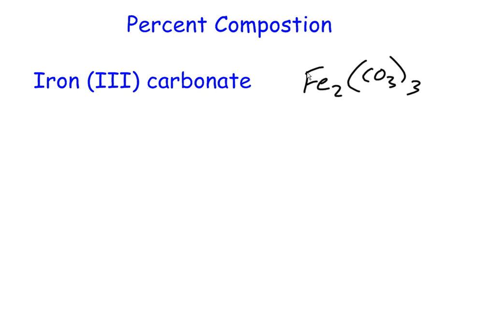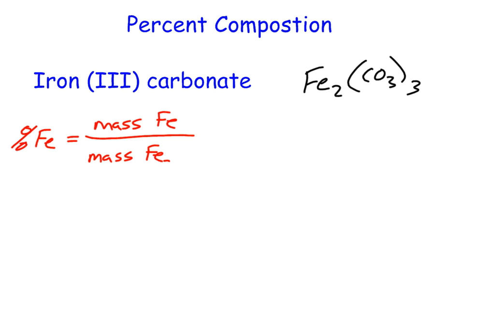Now, when you calculate the percent composition, it's very similar to calculating your percent on a test. If you calculate your percent on a test, you're really calculating the percent correct, which is equal to the number correct divided by the total number of points possible times 100%. So if we wanted to figure out the percent iron by mass in this compound, that would be the mass of the iron part divided by the mass of the whole compound times 100%.